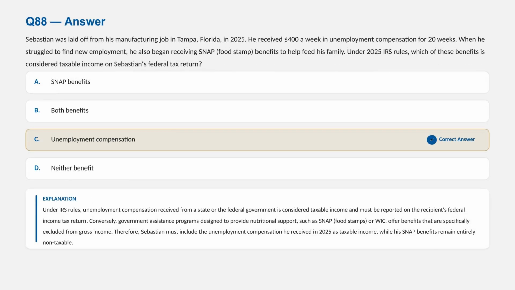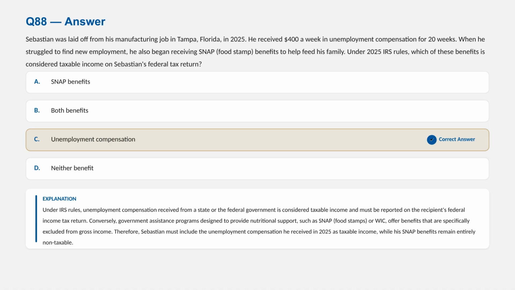The correct answer is C. Unemployment compensation. Under IRS rules, unemployment compensation received from a state or the federal government is considered taxable income and must be reported on the recipient's federal income tax return.